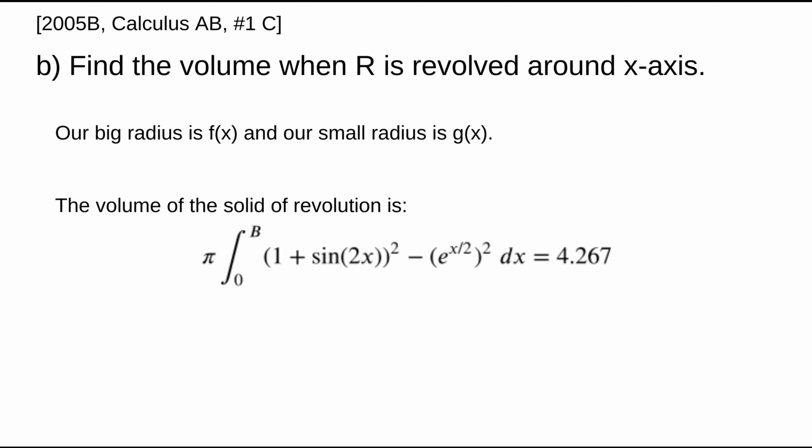So our big radius is going to be f of x, and our small radius is g of x. So our volume of revolution would be given by pi times the integral from 0 to b of my big radius squared, 1 plus sine of 2x squared, minus my small radius squared, which is e to the x over 2 squared. And again, it's a calculator active question, so there's no reason not to let your calculator calculate the volume here. The volume is 4.267.